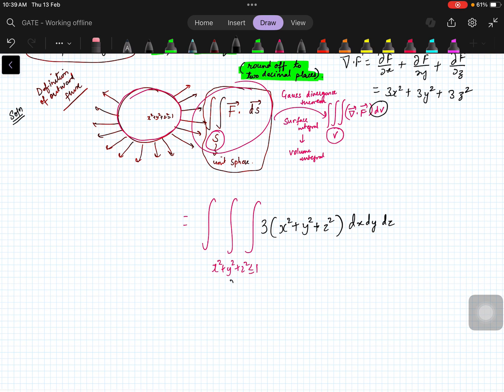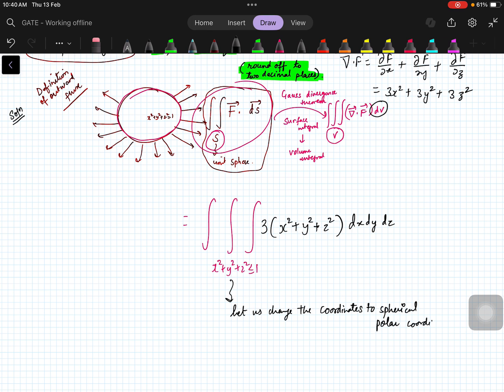Now we know that because we have a sphere over which we want to find our volume integral, it's always a good idea to change your coordinates to spherical polar coordinates. Let us change the coordinates to spherical polar coordinates.